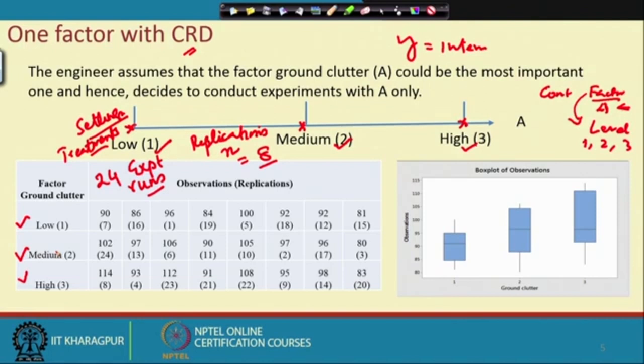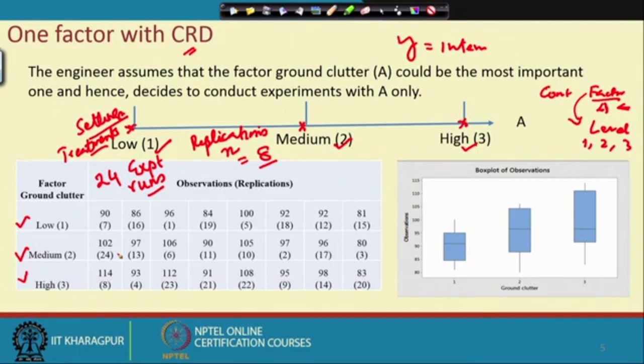Now, what you require to do? You cannot do the experiment, suppose low, keeping A factor at low and do 5 experiments, get the data, then medium repeat, then high repeat. This is not randomization. What you require? As 24 experimental runs are required, you randomly choose the order of experimentation. So, using rand function in Excel, you can do this kind of randomization.